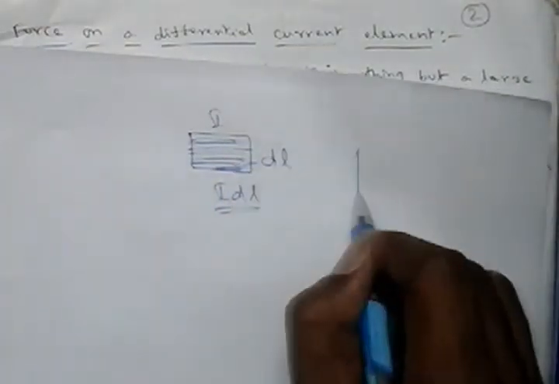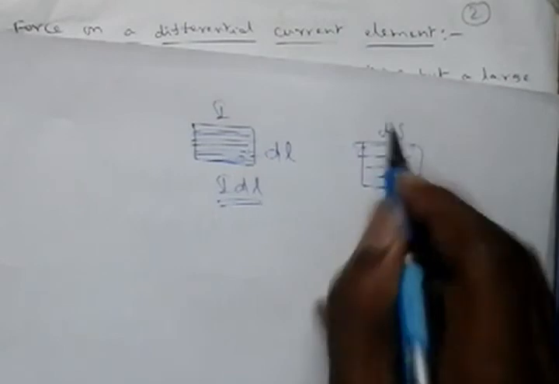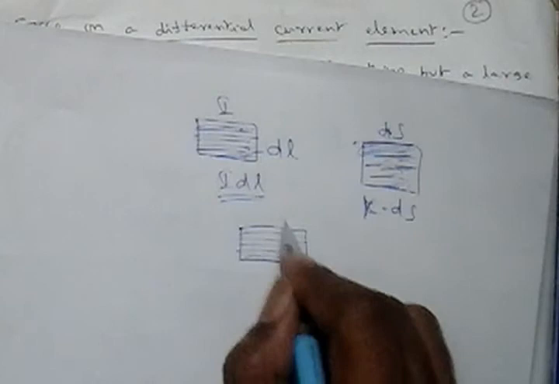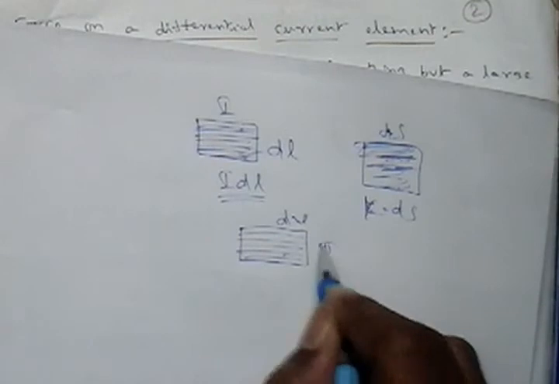For the same length, if we consider the area, that area is represented by ds. Then we need to define the surface current density for this, represented by K, and the area is ds. Next, if we consider the same element with differential volume dV, we need to define the convection current density, represented by J dV.